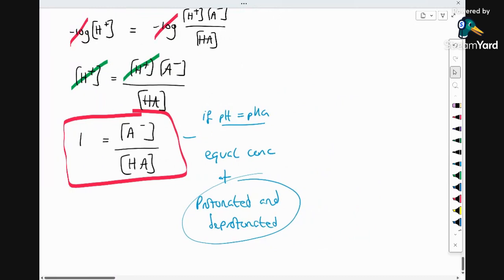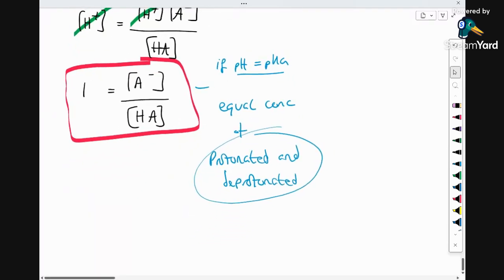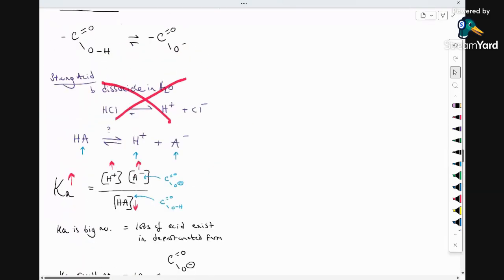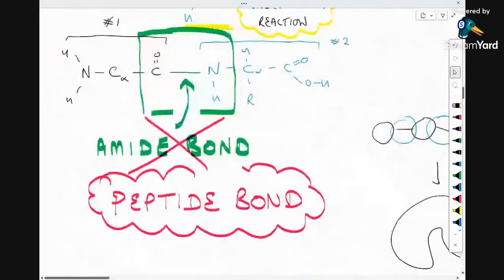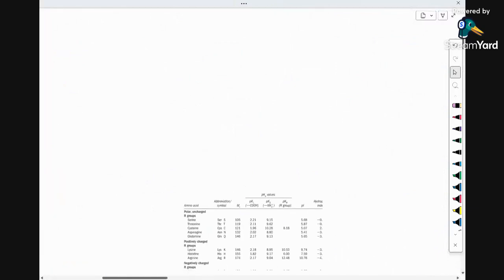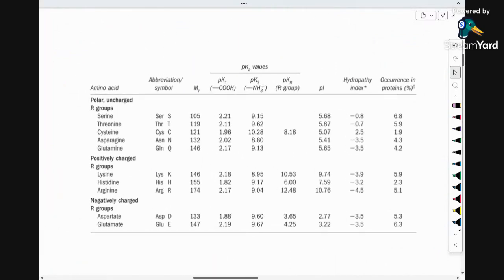So, how does this actually link to what I'm talking about? Well, I'm not going to use an R group as an example. I'm going to keep it simple, and in your notes you'll find that I've used alanine as an example. And actually, I think I've got the image for you somewhere. I may as well just zoom in on this while we're here.